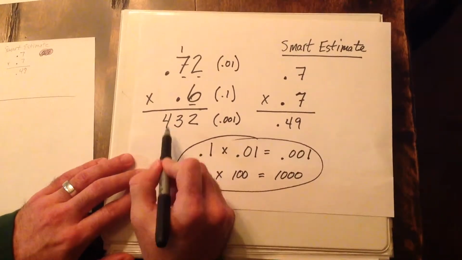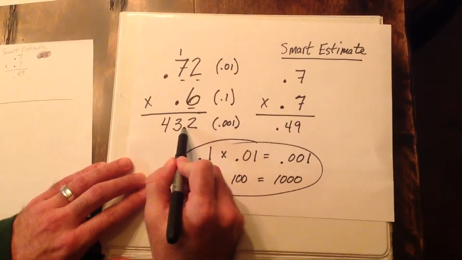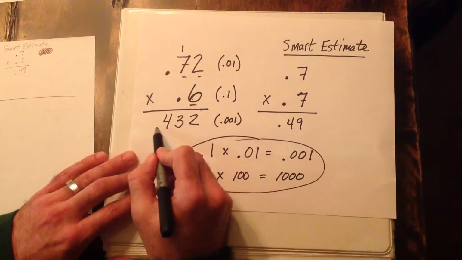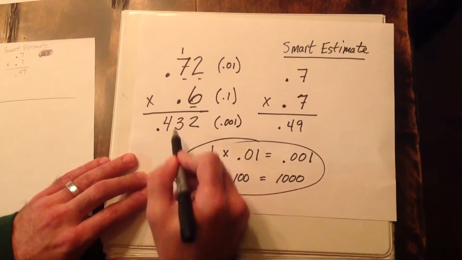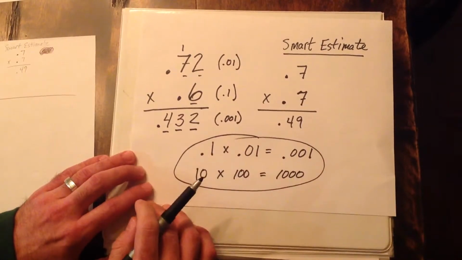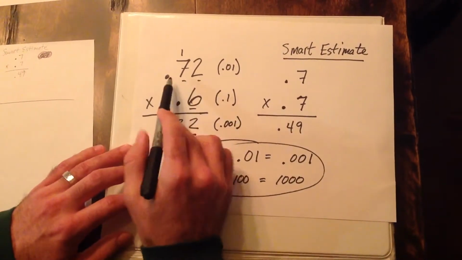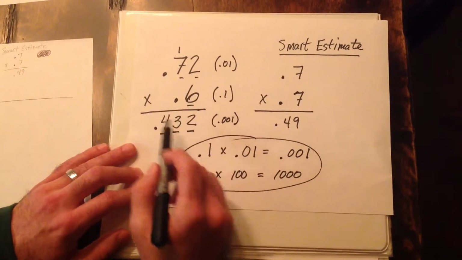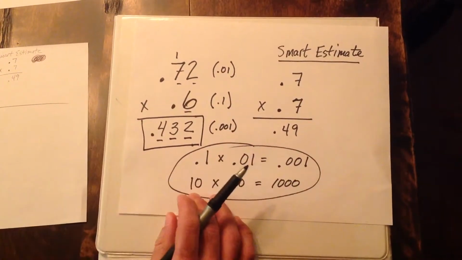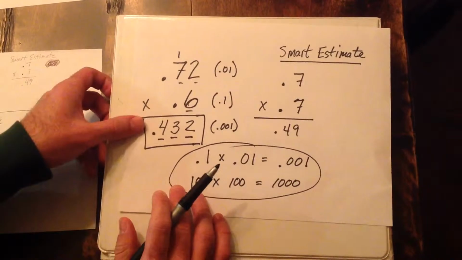We know that from all the learning we did with place values in Unit 1. So I know that if I put my decimal between any of these, it's not going to be in the right spot. By putting my decimal right there, I have tenths, hundredths, and thousandths. So the product of 72 hundredths times 6 tenths is 432 thousandths.